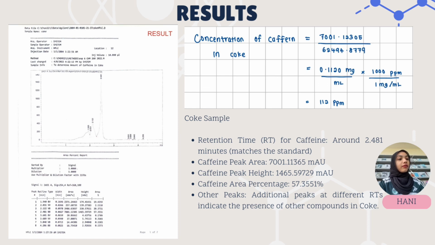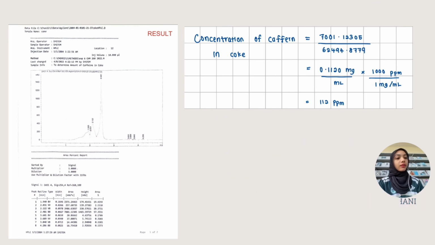Next, we analyze the caffeine content in Coke. The chromatogram shows a peak at 2.481 minutes, which closely matches the retention time of the standard caffeine sample. This confirms the presence of caffeine in Coke. However, the caffeine peak accounts for only 57.36% of the total area, meaning other compounds are present. These could be sugars, flavoring agents, or other ingredients in the soft drink.